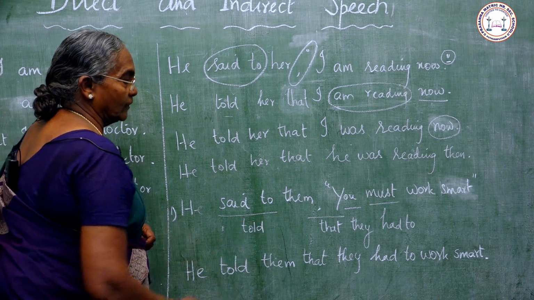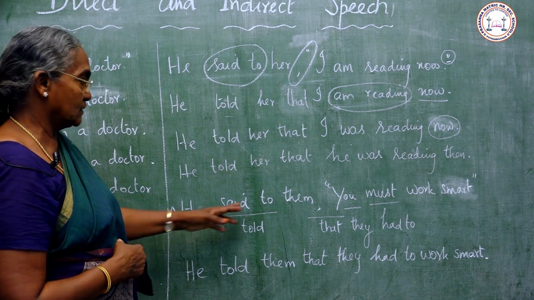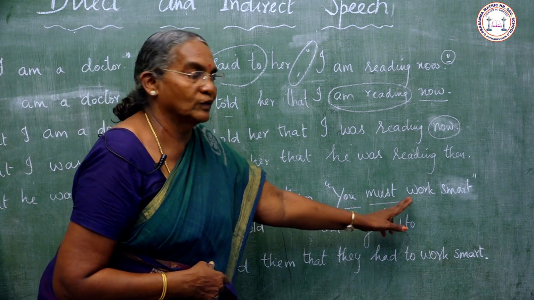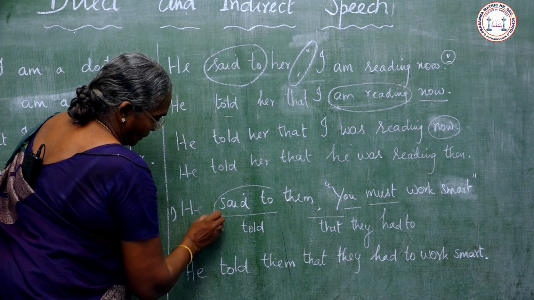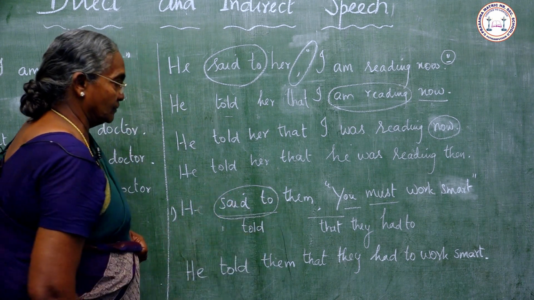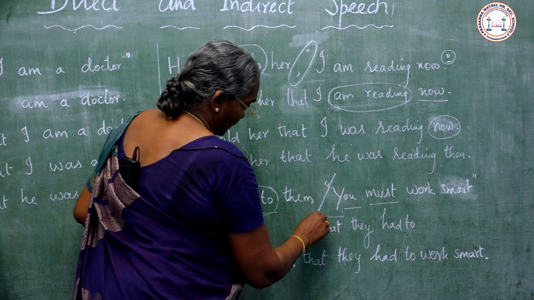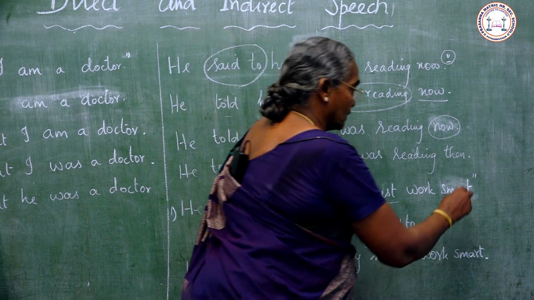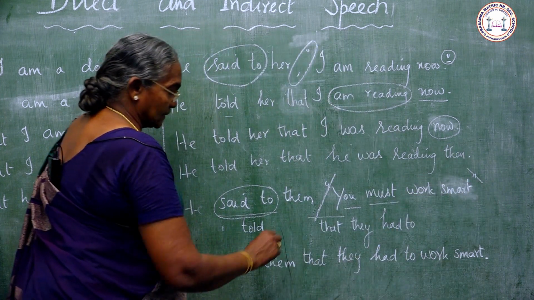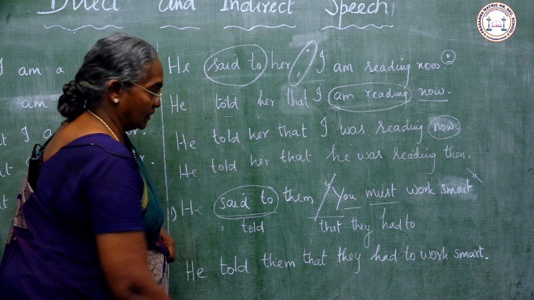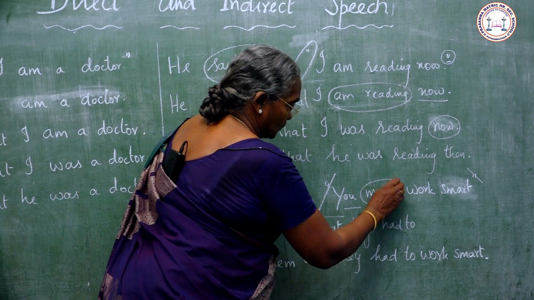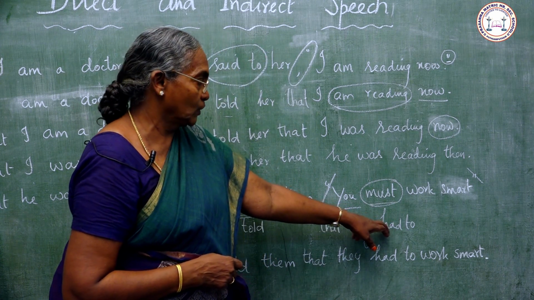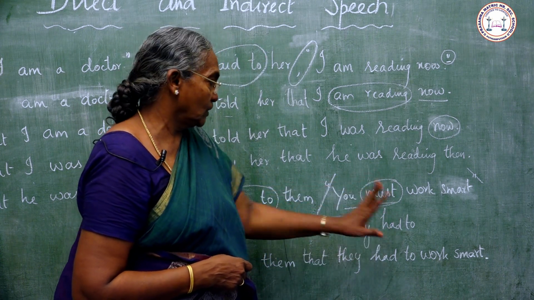Next sentence: he said to them, you must work smart. Said to changes into told. Remove the comma and quotation mark. We have to add the conjunction that. Must changes into had to. As per the rule, must changes into had to.